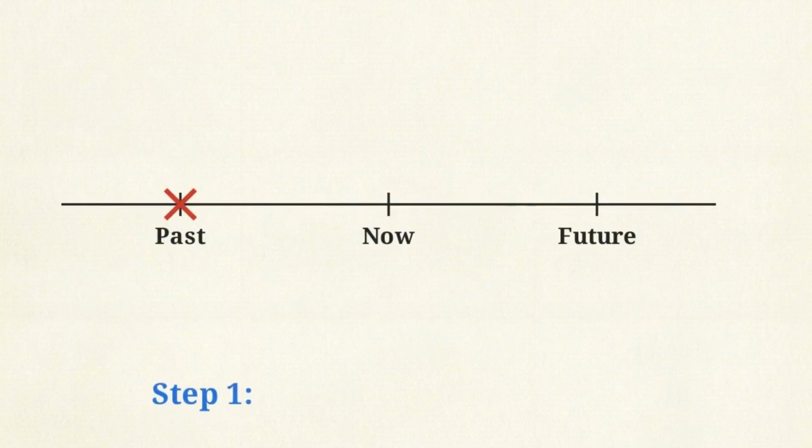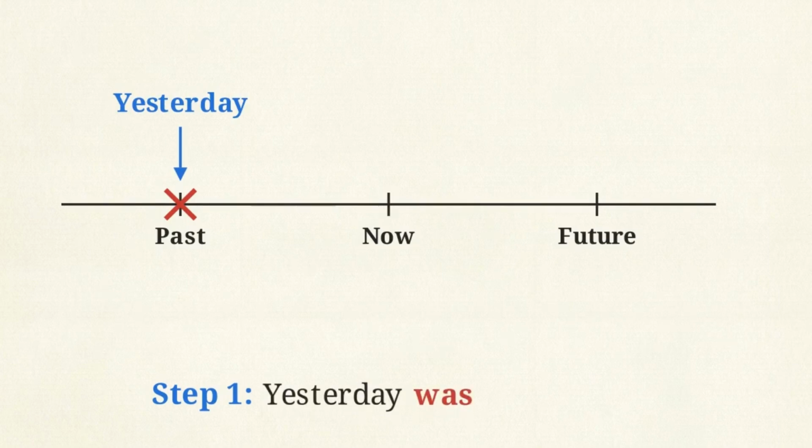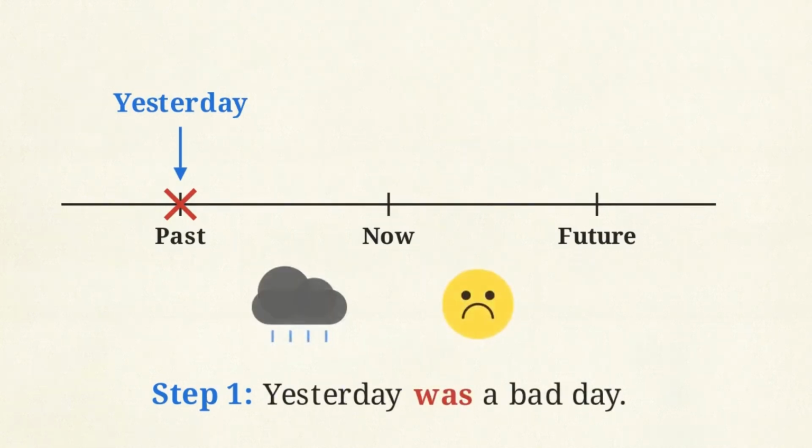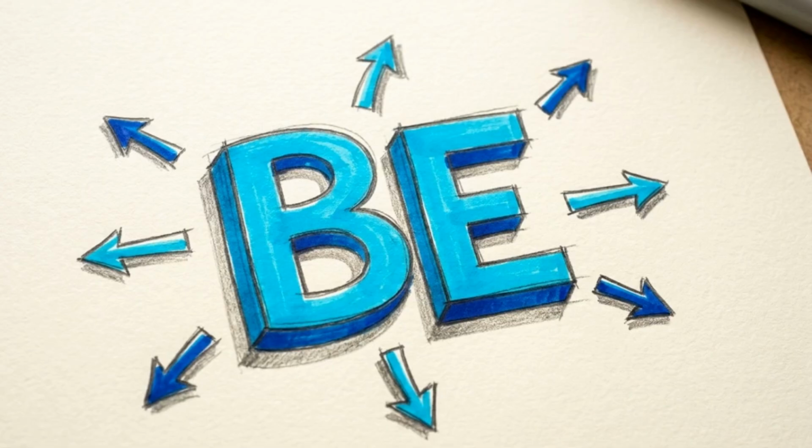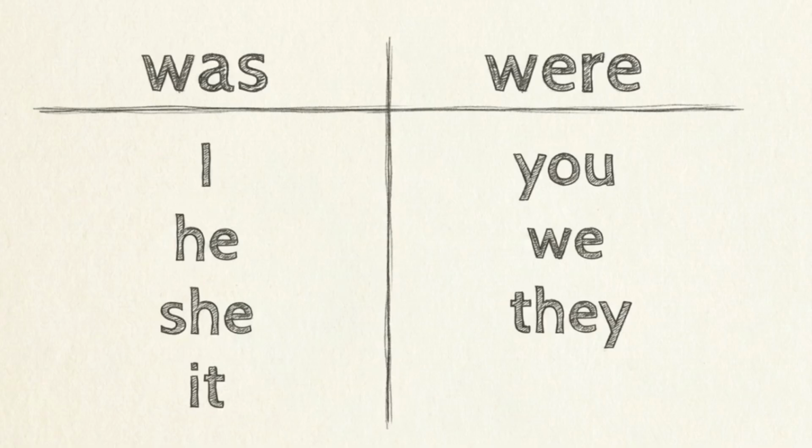Step 1. Choose a time expression, like yesterday, and combine it with the past tense be verb. Let's write, yesterday was a bad day. The be verb is unique because its form changes based on the subject. We use was for I, he, she, and it, and were for you, we, and they.